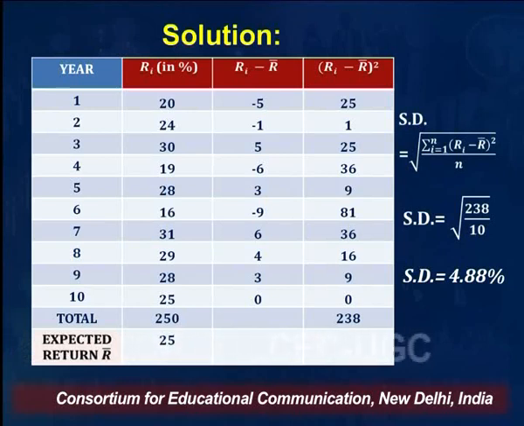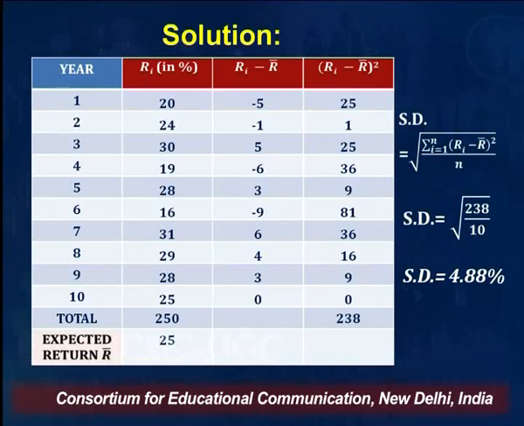For calculating standard deviation, for calculating risk, the second step is Ri minus R bar. R bar is nothing but the expected return. So 20 minus 25 is minus 5, 24 minus 25 is minus 1, 30 minus 25 is 5, 19 minus 25 is minus 6, 28 minus 25 is 3, 16 minus 25 is minus 9. So the second step is Ri minus R bar, that is, the return in a particular year minus the expected return, right?